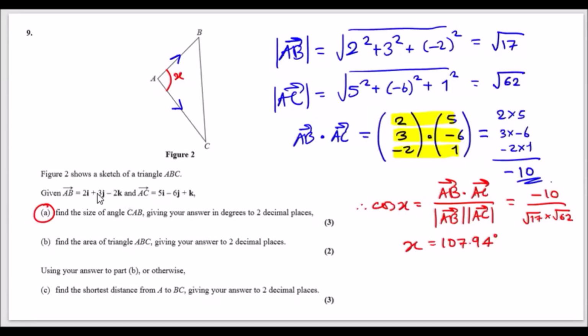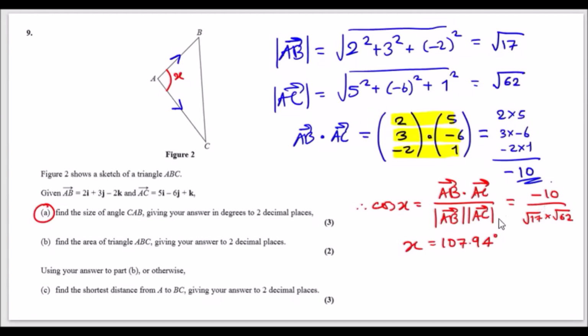So we literally rewrite these vectors ijk into the standard column form, which is 2, 3, -2, like this. And the second one as 5, -6, and +1. The k is just 1, so it'd be 5, -6, and 1. Now all you do is multiply horizontally: 2 times 5 is 10, 3 times -6 is -18, and -2 times 1 is -2. Then you add them up, you collect them, and you get -10. That's it, that's your AB.AC.